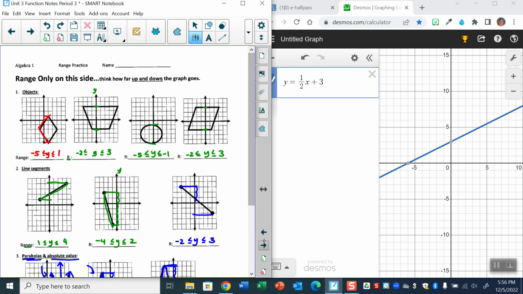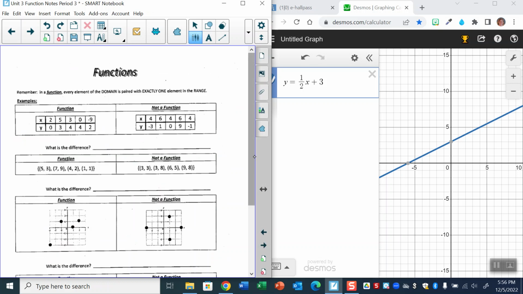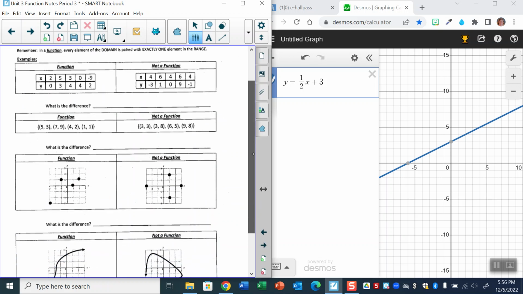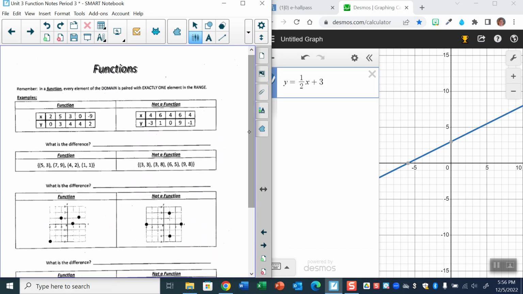Okay, and that is your practice with domain and range. And now we're just talking about functions, if something is a function or not. And we've talked about that a little bit. So hopefully this will be a review. I'll stop this video so you have two short videos instead of one big long one.